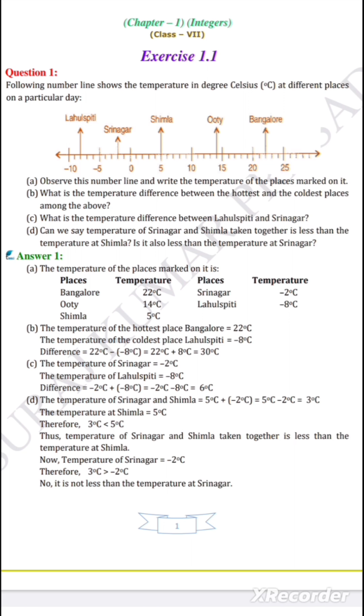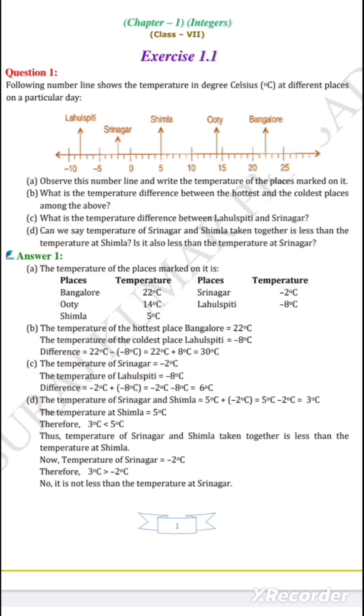A third question is, what is the temperature difference between Lahul Spiti and Srinagar? The temperature of Srinagar is minus 2 degrees Celsius and the temperature of Lahul Spiti is minus 8 degrees Celsius. The difference between both of them is 6 degrees Celsius.